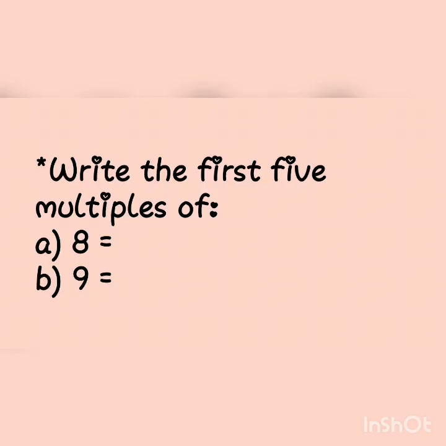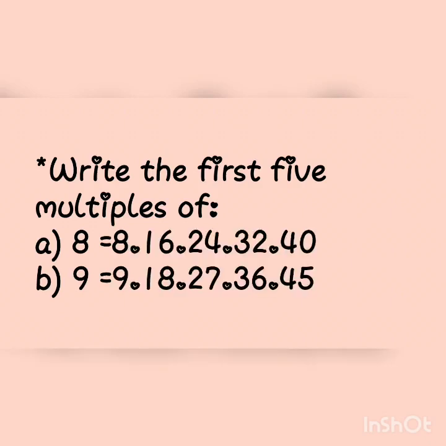We have to write and we have to solve in this method only. Children, now we got the idea of multiples and common multiples. Let's solve some questions related to multiples so that you can understand clearly. Write the first 5 multiples of 8 and 9. Multiples of 8 are 8, 16, 24, 32, 40. And multiples of 9 are 9, 18, 27, 36, 45.